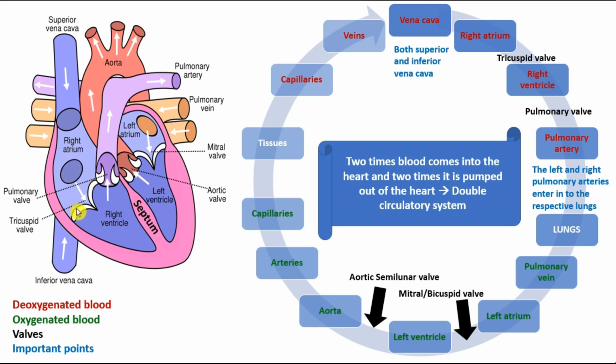From there it passes through the tricuspid valve, this valve over here, and through the valve it goes into the right ventricle. So now the blood is in the lower right part of the heart. From here we have learned that the ventricles always give out blood. So to give it out through the pulmonary valve over here, the blood now passes into the pulmonary artery. From there the pulmonary artery goes into the lungs. There is the left pulmonary artery and the right pulmonary artery which enter their respective lungs.